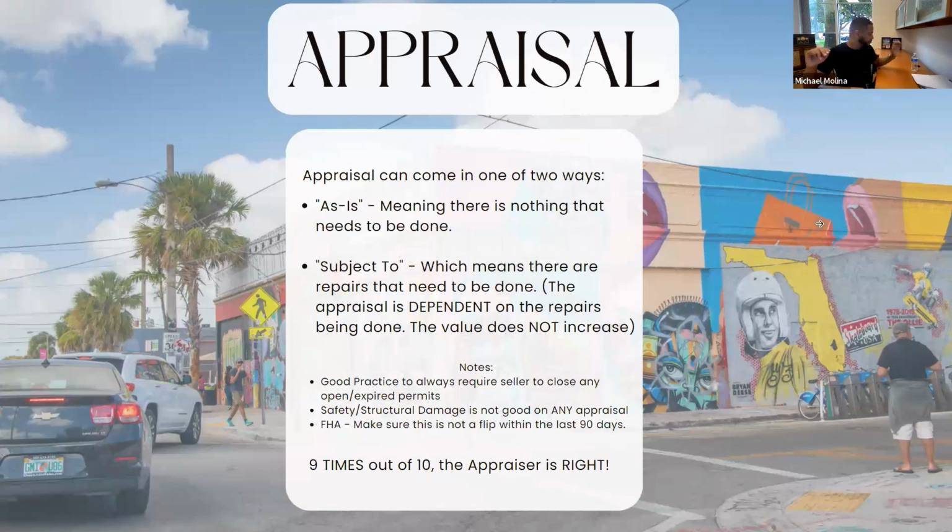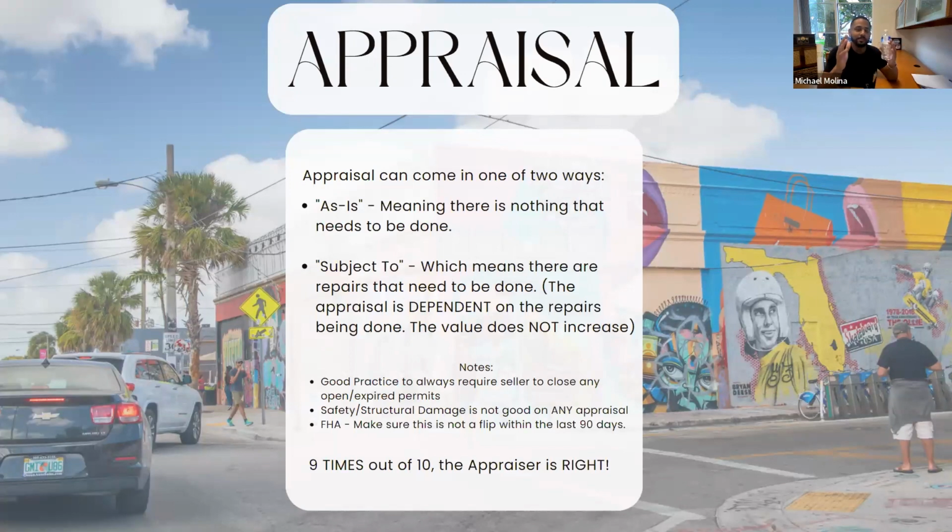So appraisal can come in one of two ways, either as is, meaning that there is nothing that needs to be done on that appraisal, or subject to, which means there are repairs that need to be done. And the appraisal is dependent on the repairs being done, and the value does not increase. I've had this question in the past: once these repairs get done, does that mean that the appraisal is going to come in higher? No, it just means that we can close. That's all that means, right?